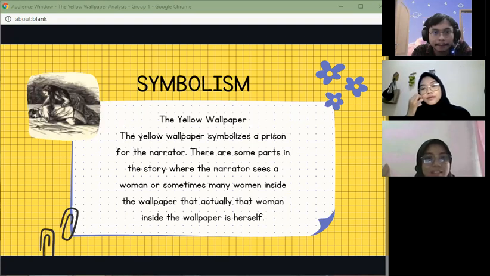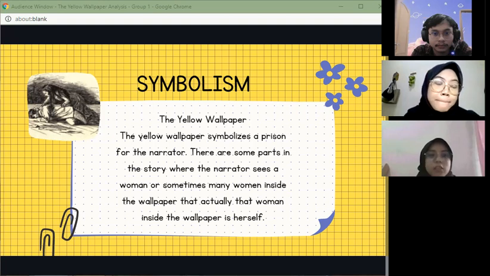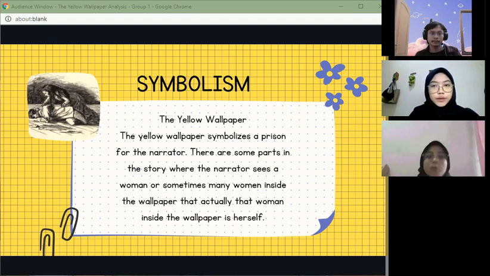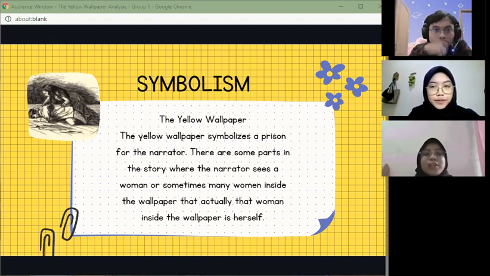So this is the last element, symbolism. In the story, the yellow wallpaper symbolizes a prison for the woman, the narrator. It's because in the story we can see that the narrator sometimes sees a woman inside the wallpaper and she wants to help her out, but actually the woman inside the wallpaper is herself, her version of a woman who wants to be free.